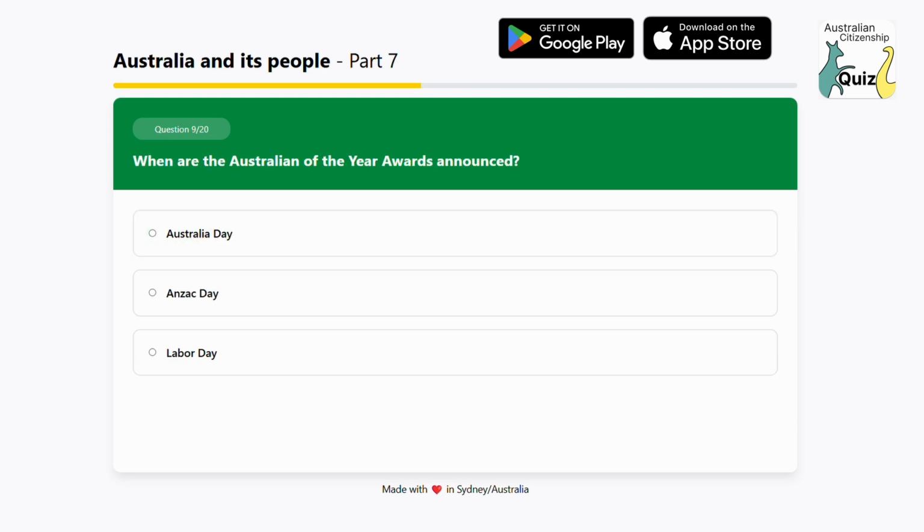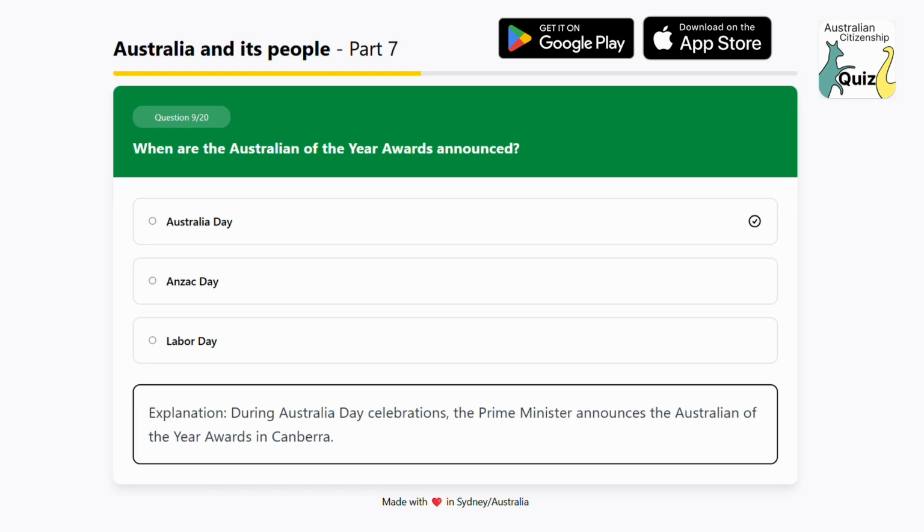When are the Australian of the Year awards announced? Option 1, Australia Day. Option 2, Anzac Day. Option 3, Labor Day. The answer is Australia Day. Explanation: During Australia Day celebrations, the Prime Minister announces the Australian of the Year awards in Canberra.